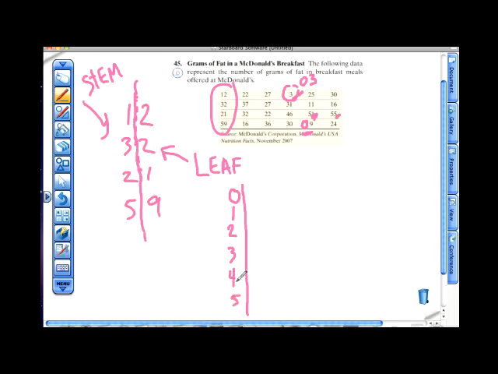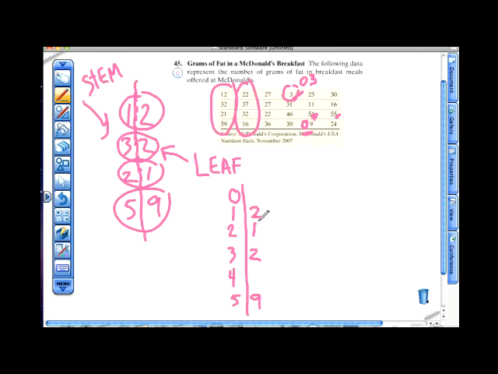Okay. And then, like the number 12, you're going to write the leaf to the right of the vertical line, 2. And then the number 32, you write the 2 to the right of the vertical line. 21, the 2's already been written, so there's the 1. 59, there's the 5, there's the 9. Okay, let's go to the next column.